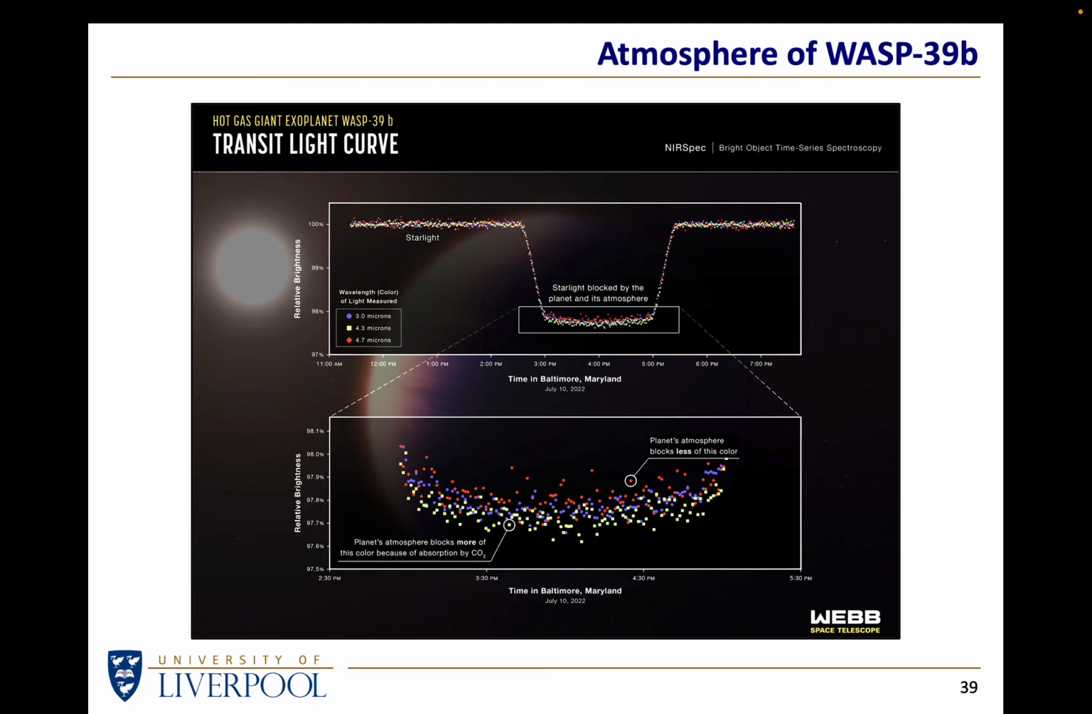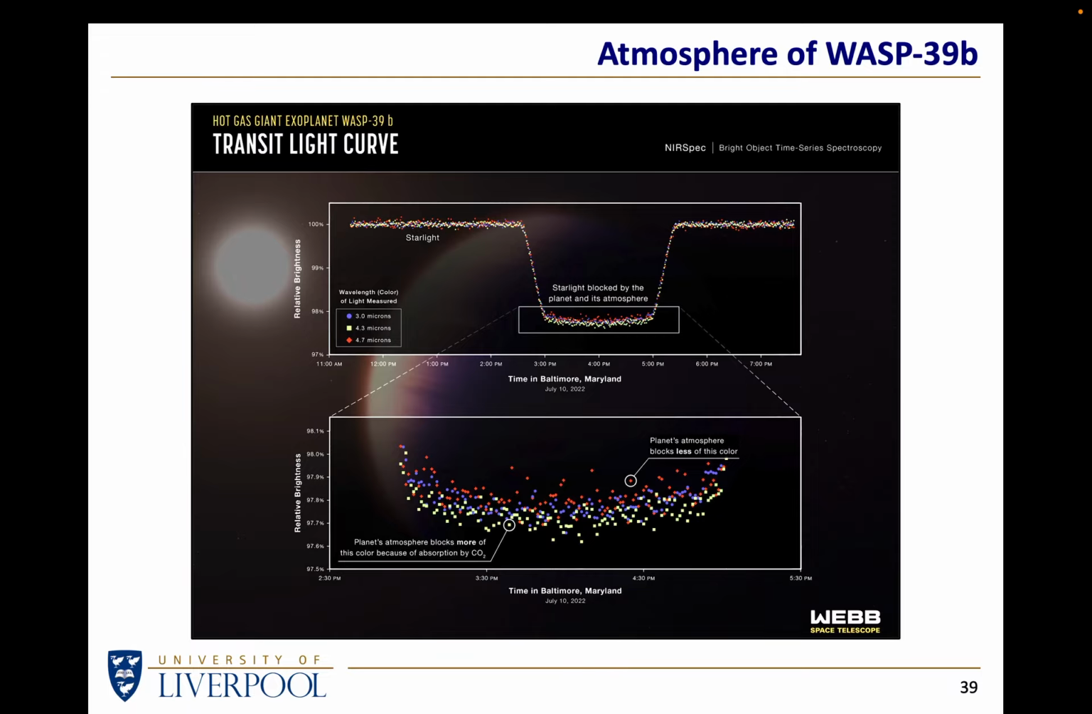The light from the star is fixed and there it dips, but down here, we've blown it up at the bottom. There, we have red dots corresponding to one wavelength, blue dots corresponding to a different wavelength, and yellow dots corresponding to a different wavelength. There's a different depth to the dip, implying that at different wavelengths, the planet appears to be a slightly different size, indicating that it has an atmosphere which absorbs light at some wavelengths, but not at other wavelengths.